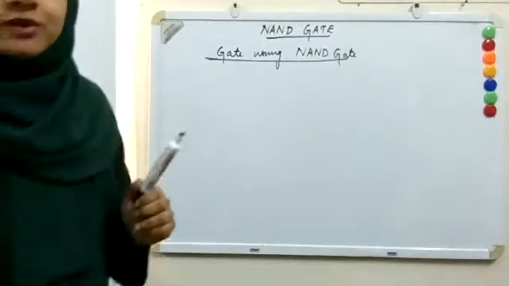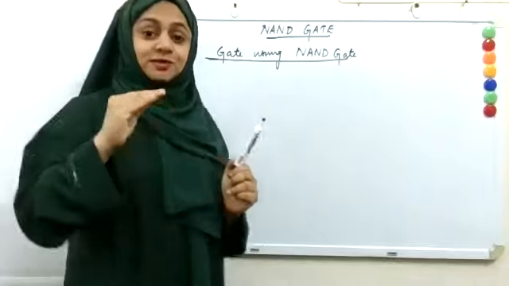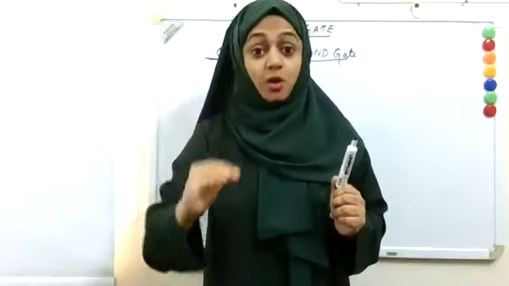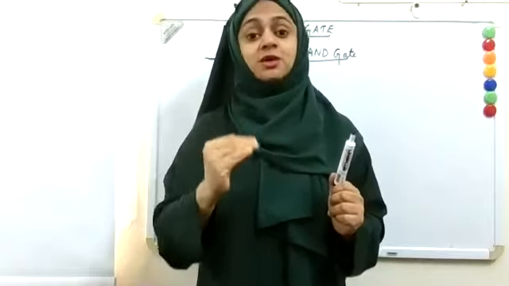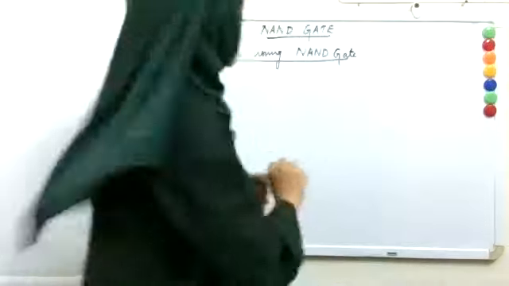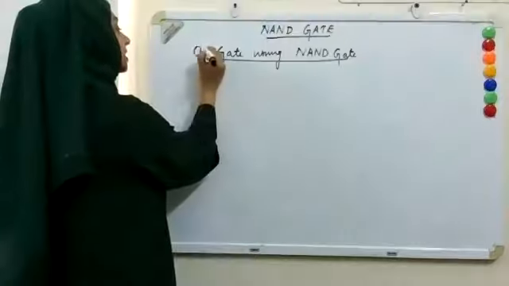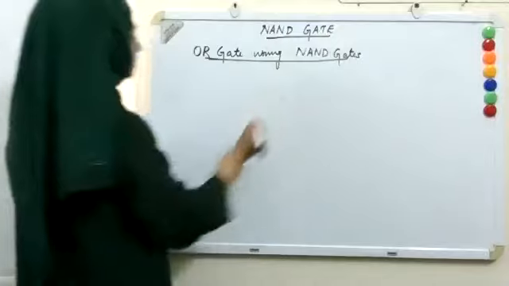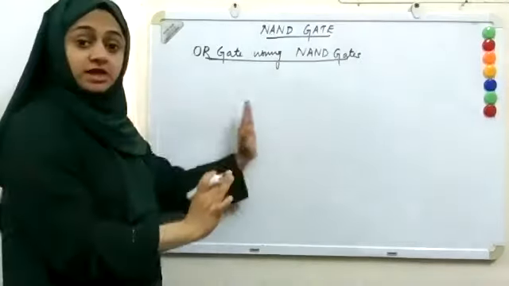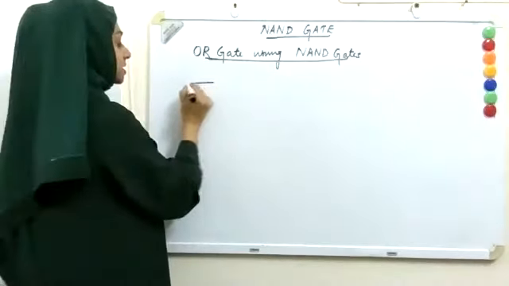For the OR gate, we will use 3 NAND gates. Remember, NOT, AND and OR: for NOT, 1 NAND gate, for AND, 2 NAND gates, and for OR, 3 NAND gates. So let us see how we can get the OR gate using NAND gates. Okay, so we will be using 3 NAND gates. Let us see how it is.